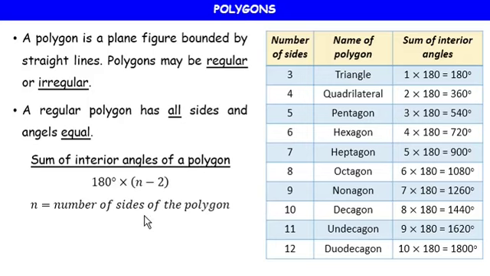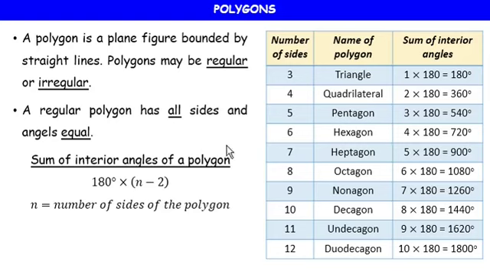Alright, let's now discuss polygons in general. Polygons, right? So what is a polygon? A polygon is simply a plane figure bounded by straight lines. And we say polygons may be regular or irregular. A regular polygon is any polygon that has all the sides and angles equal, whereas an irregular polygon does not have all sides and all angles equal, right?